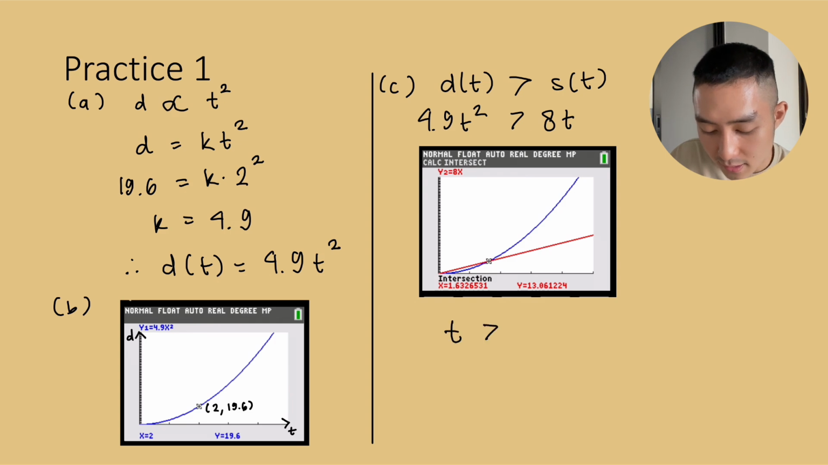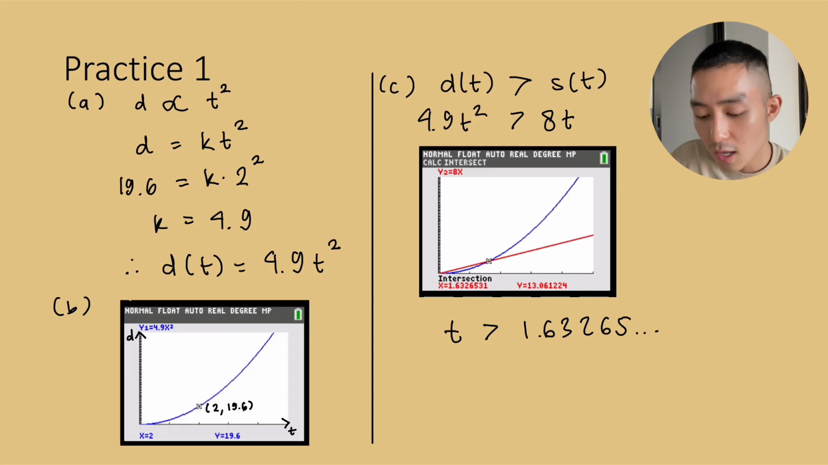So t is larger than 1.63265..., which means that this is p. We can round that to 3 significant figures, so it is 1.63 seconds.